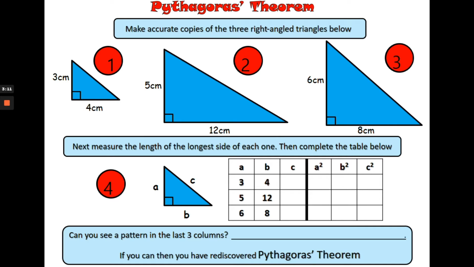Okay, so the next one we're going to do is this. You all should have a ruler and a pencil. Can you just take the next 5 to 10 minutes to accurately draw those top triangles? So 3 centimeters and 4 centimeters, 5 and 12, 6 and 8. I want you to draw the triangles accurately. Once you've done that, unpause the video and I'll tell you what to do next.